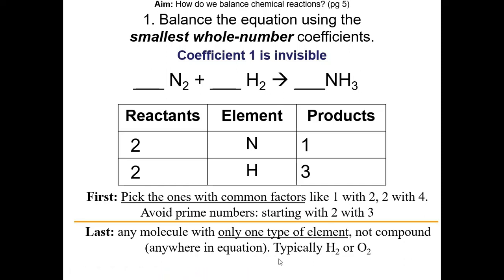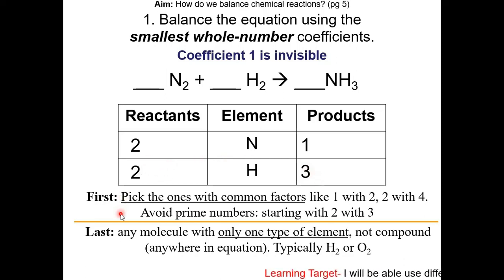The next step is to figure out which element to balance first. So you want to pick common factors like 1, 2, and 4, and avoid prime numbers like 2 with 3. So if we look at this table, you can balance the nitrogen first because there's a 2 and a 1. You want to avoid balancing hydrogen because it has a 2 and a 3. Those are both prime numbers and they're not easy to figure out.